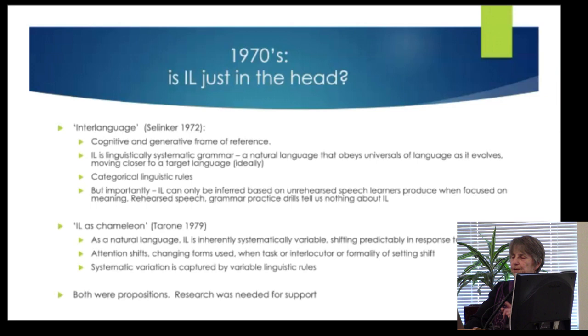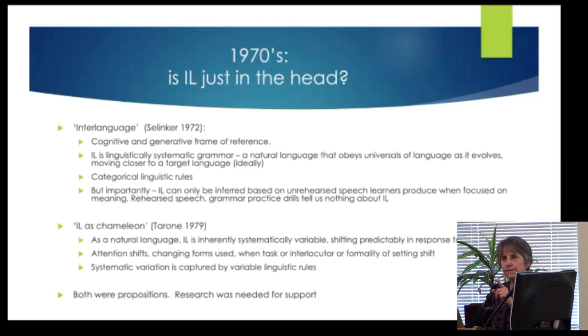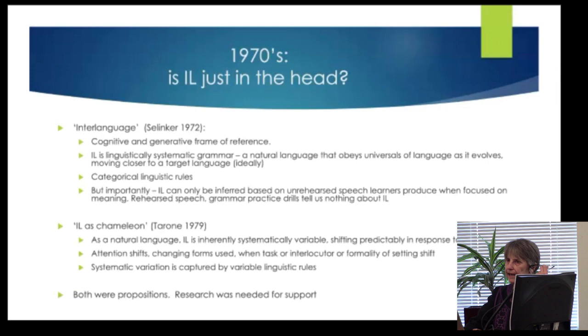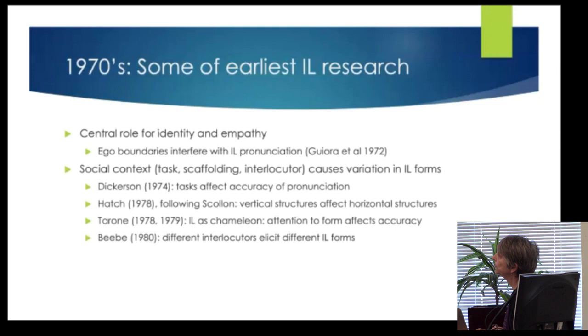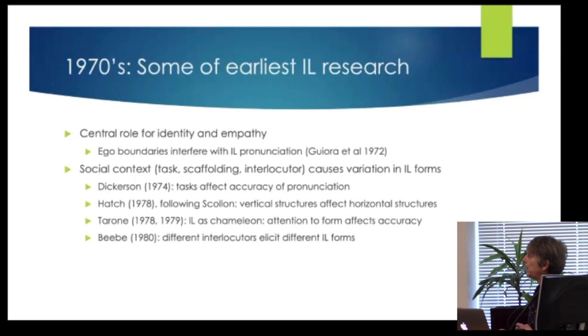So these are both propositions. And early in the field, in the early 1970s, there was this division. Is learner language just in the head, or is it also social? Some of the earliest research that came out during the 70s actually argued that learner language is social. And one of the earliest ones, also published in 1972, was a paper by Alexander Guiora. He was a psychiatrist at the University of Michigan, and a number of his graduate students co-authored this with him.